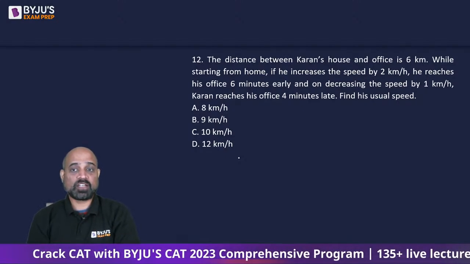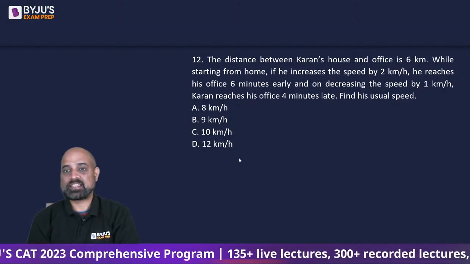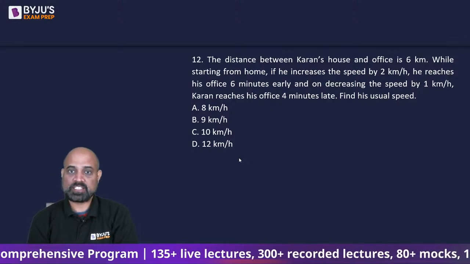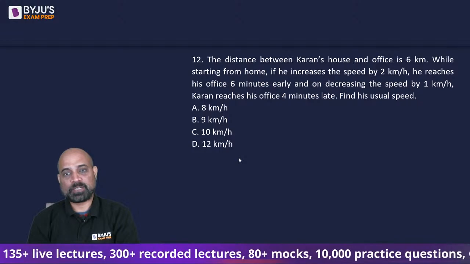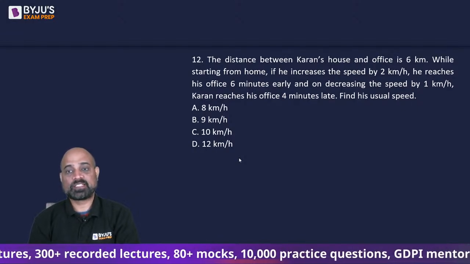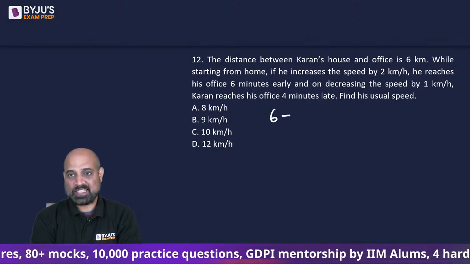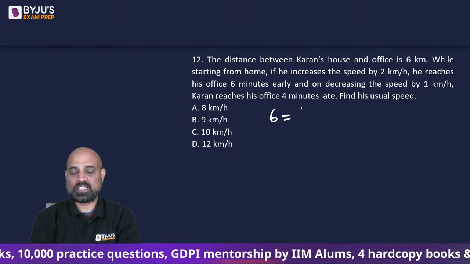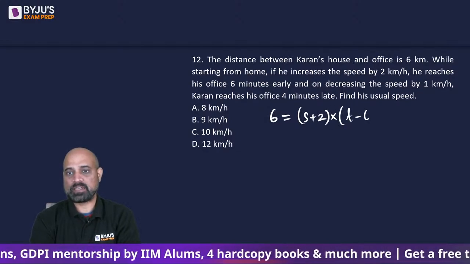Okay, the distance between Karan's office and house is 6 kilometers. While starting from home, if he increases the speed by 2 kilometers per hour, he reaches his office 6 minutes early. And on decreasing the speed by 1 kilometer per hour, Karan reaches his office 4 minutes late. Find his usual speed. So as per the question, this 6 kilometers, if he increases his speed by 2, he reaches his office 6 minutes early.